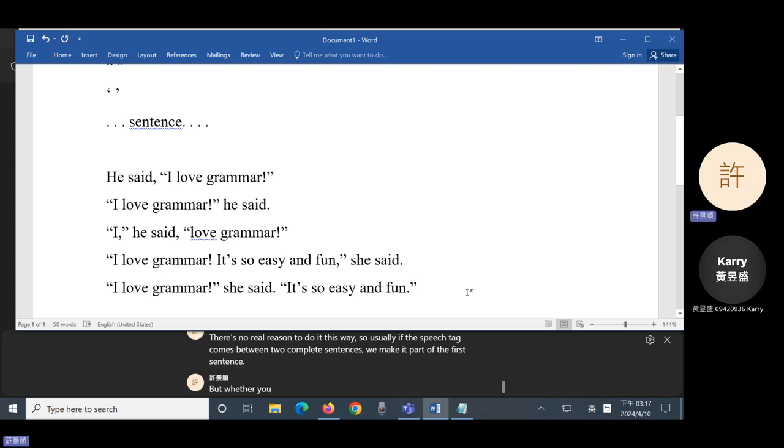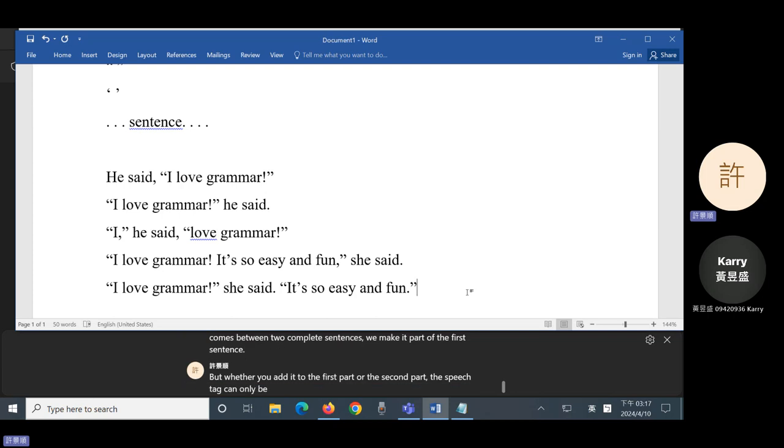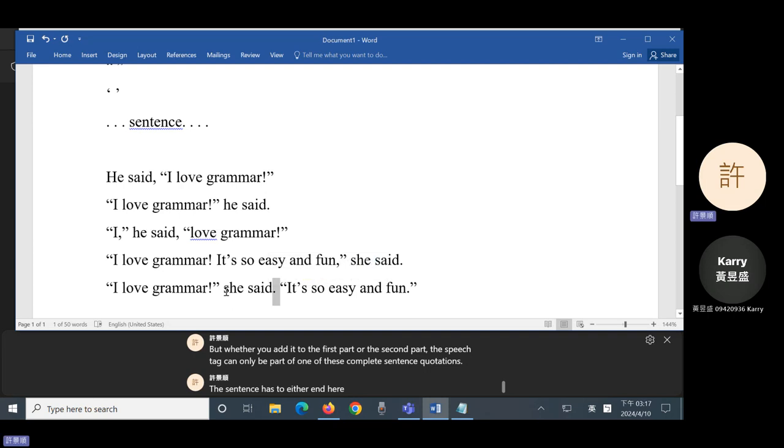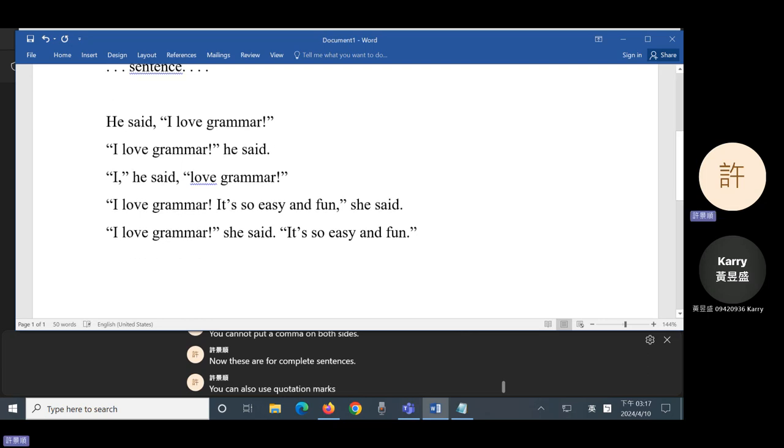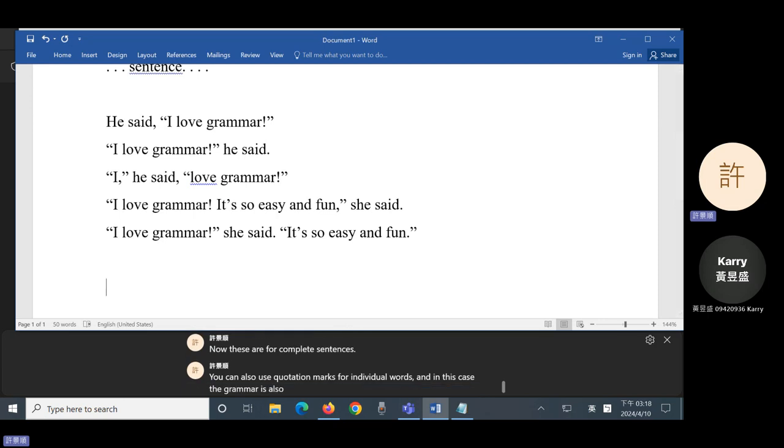But whether you add it to the first part or the second part, the speech tag can only be part of one of these complete sentence quotations. The sentence has to either end here or end here. You have to choose. You cannot put a comma on both sides. Now, these are for complete sentences. You can also use quotation marks for individual words. And in this case, the grammar is also slightly different.